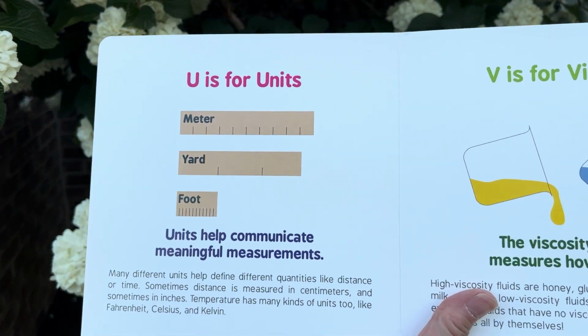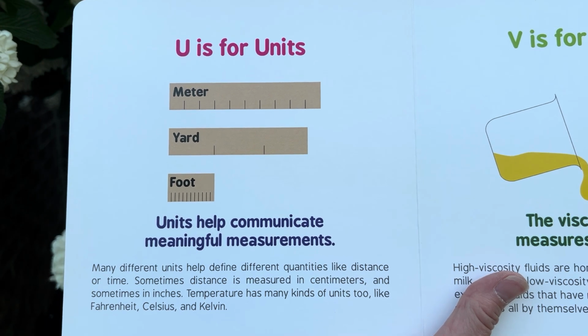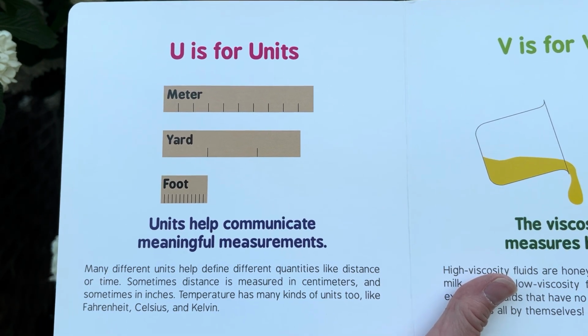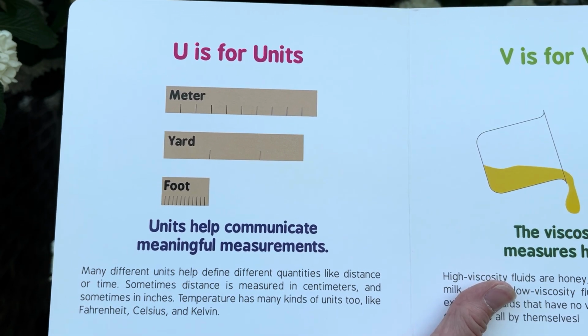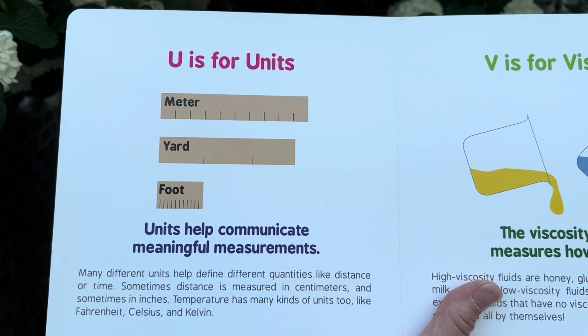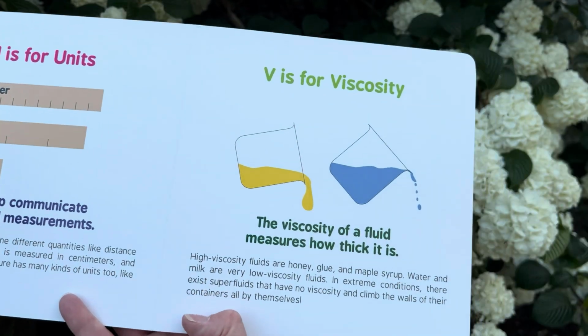U is for units. Units help communicate meaningful measurements. Many different units help define different quantities like distance or time. Sometimes distance is measured in centimeters and sometimes in inches. Temperature has many kinds of units too, like Fahrenheit, Celsius, and Kelvin.